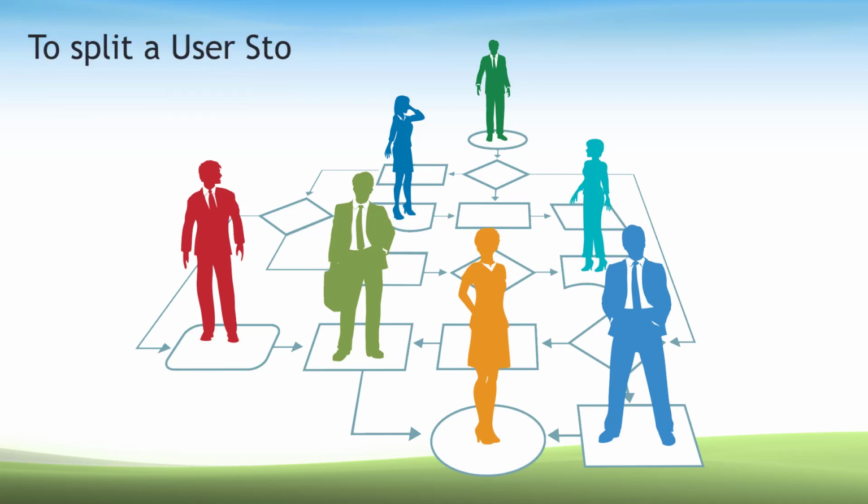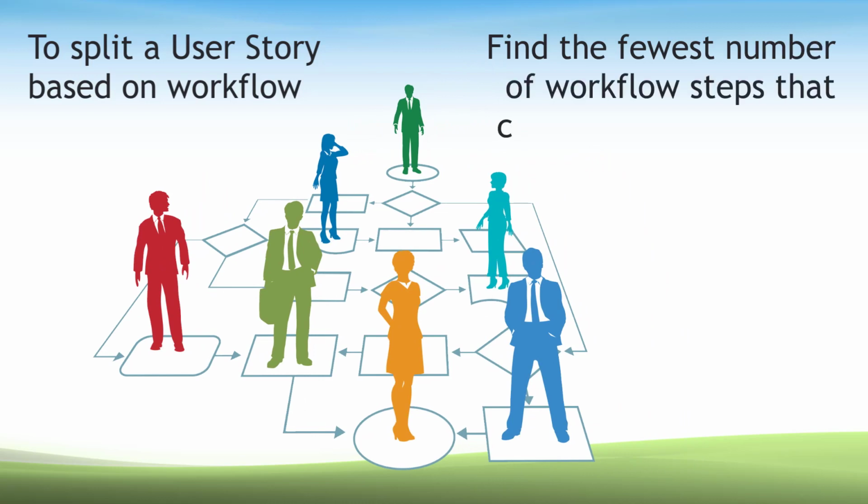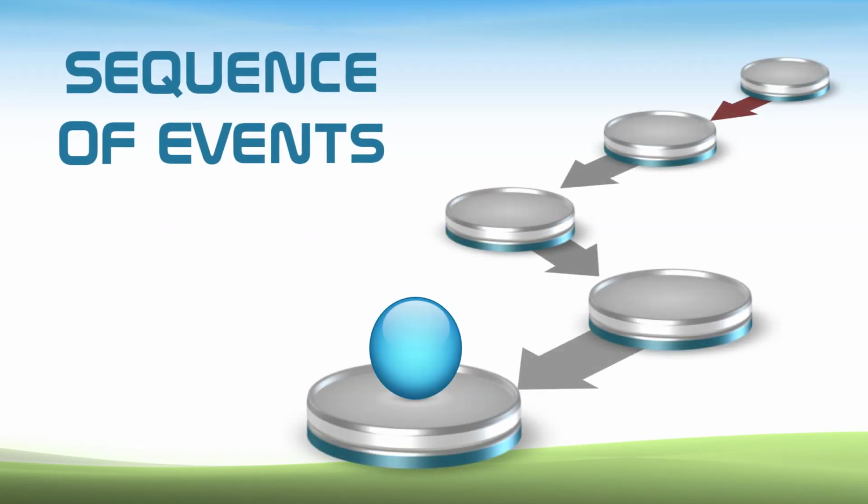In order to split a story based on workflow, you need to find the fewest number of workflow steps that create a business value. You might be able to move the remaining steps of the workflow to future releases or future sprints. For simple workflows, you could use a technique called the sequence of events. That might be enough. We'll deal with more complex workflows in the following lectures, but here's how this one works.